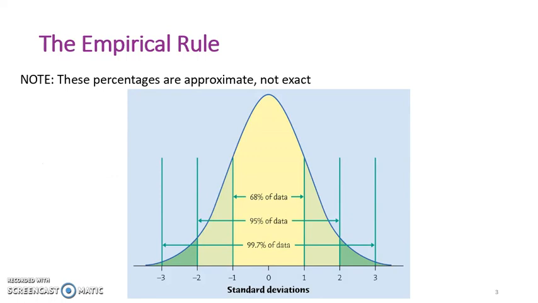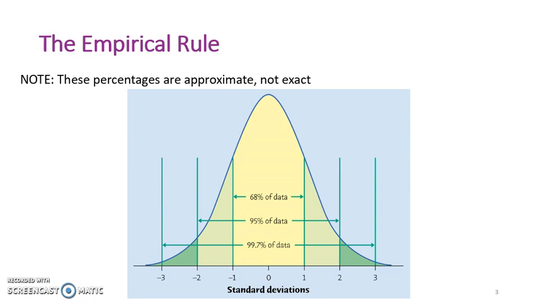Another property of the normal distribution is that 99.7% of the data fall within 3 standard deviations above or below the mean. This is called the empirical rule. We can also think of the percent of the data falling within each section as the area under the curve. So, using the empirical rule, 68% of the area under the curve, or the data, are within 1 standard deviation of the mean.